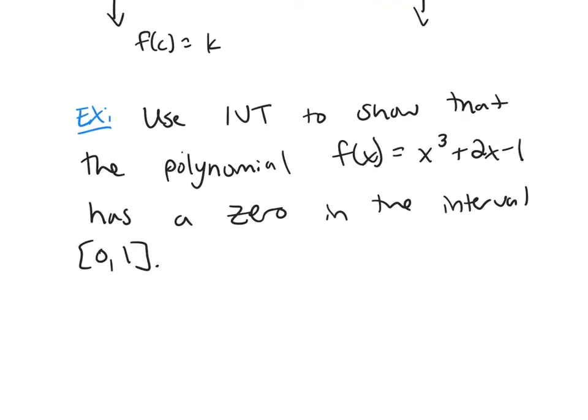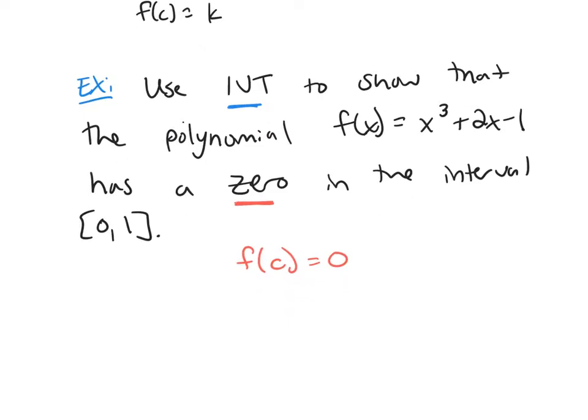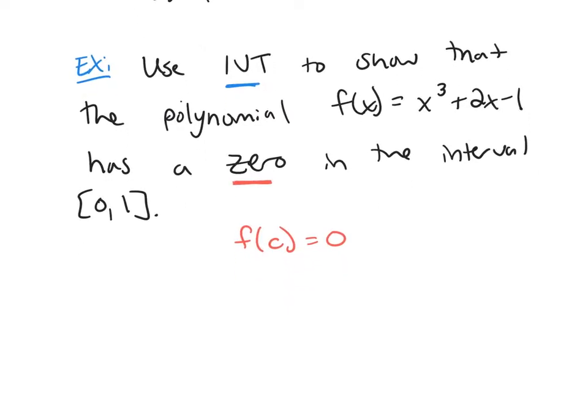So what does a 0 mean? It means it has some input where it outputs 0. So for example, if I input in some number, it outputs 0. That's what it means to have a 0. So if you're going to use the intermediate value theorem, you must have a continuous function. So we've first got to state why this function is continuous.